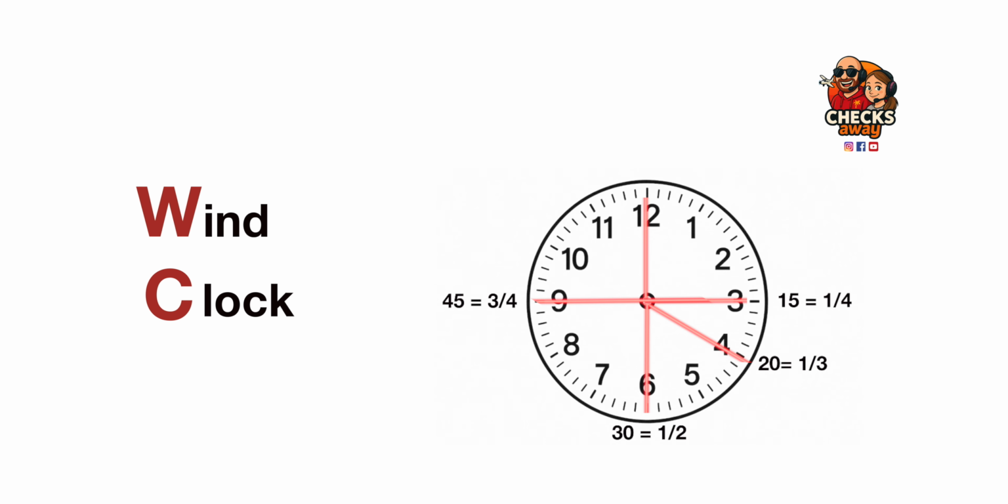Wind, divide the wind speed by how many times the angle fits into the clock face in minutes. 30 fits into the clock face twice, so we would divide by 2. 15 fits into the clock face 4 times, so we divide by 4.